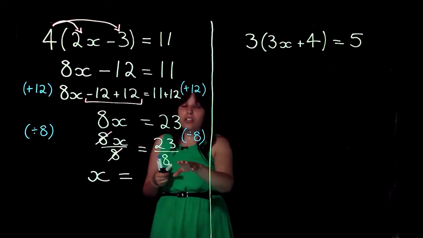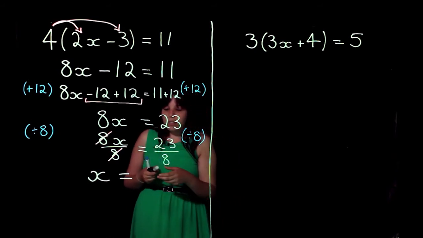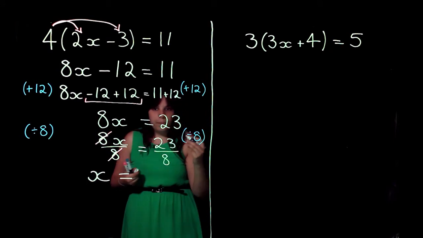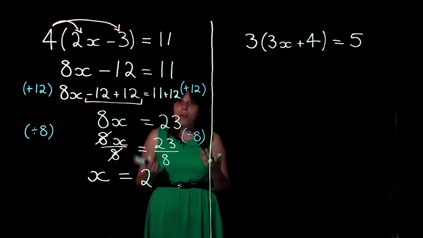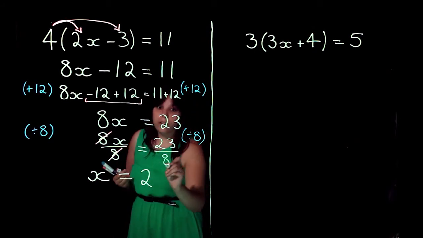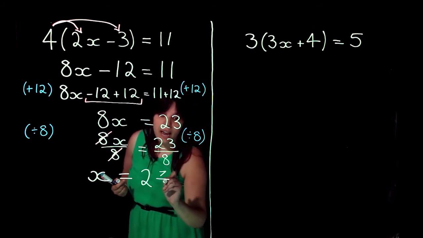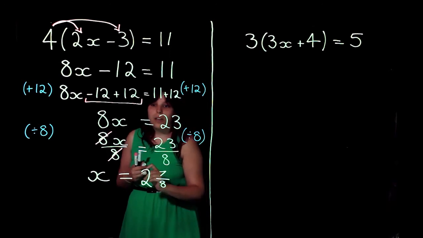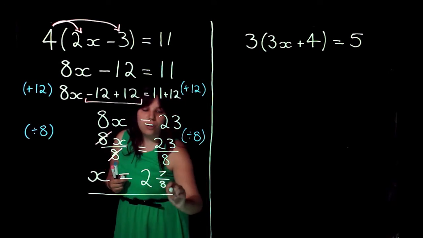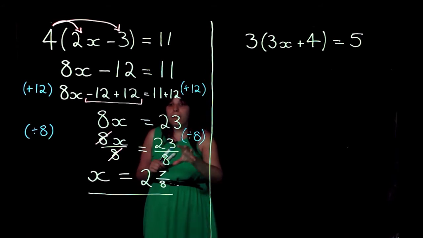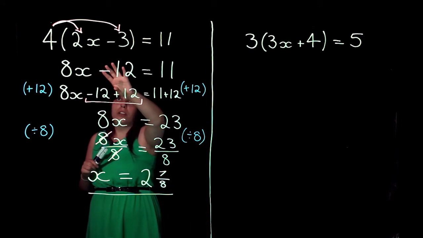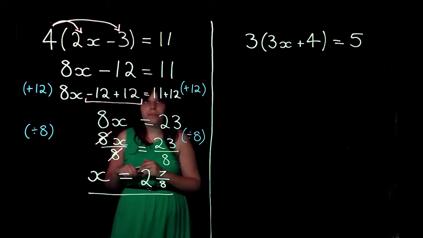And we can see that 8 doesn't go into 23 as a whole number, so I'm going to change that fraction into a mixed number. So how many 8's go into 23? Well, that's 2, because 2 times 8 is 16. And what have I got left over? 7. So I've got 7/8 left over. So x equals 2 7/8 is my solution. And if I put that back into my equation, I should come out with 11.